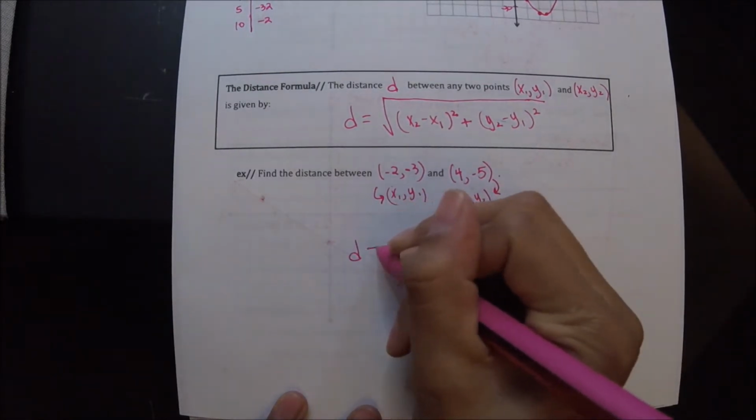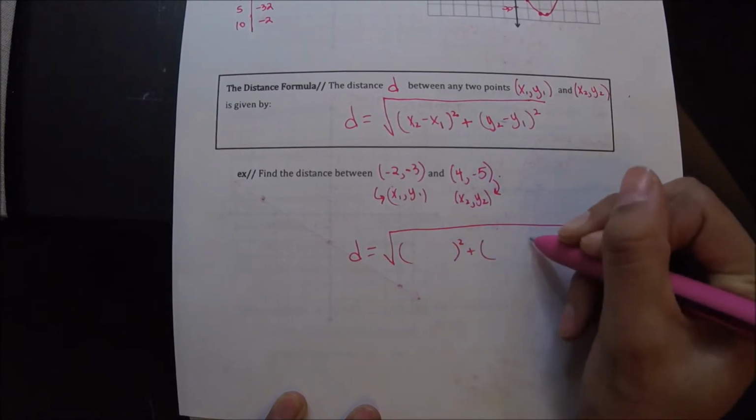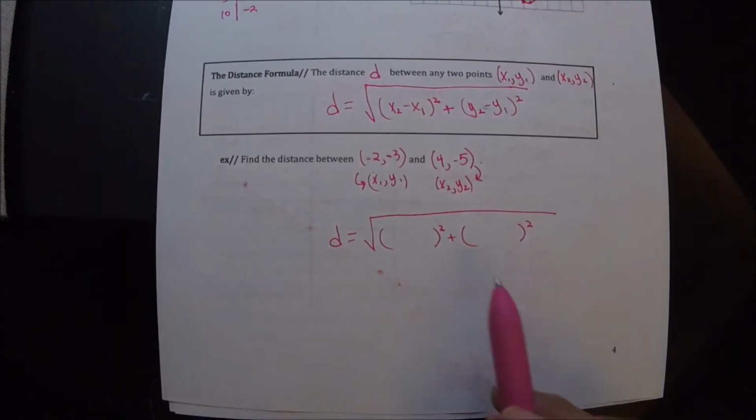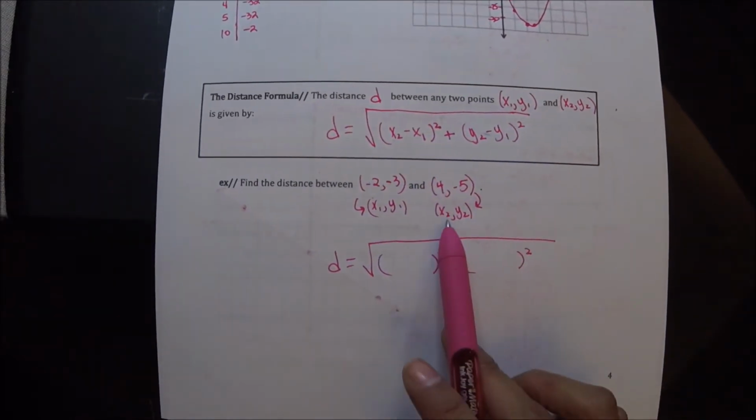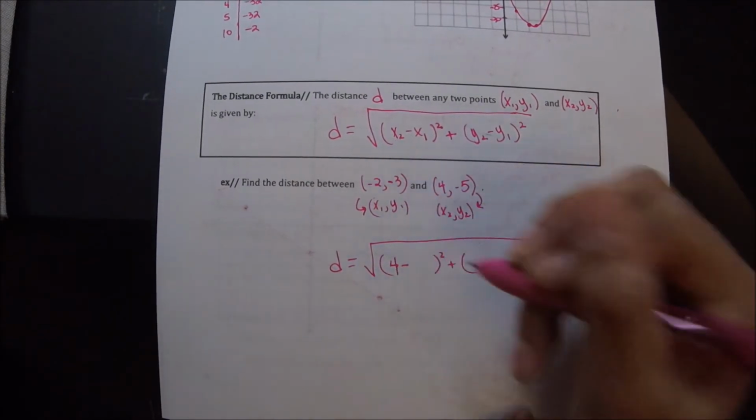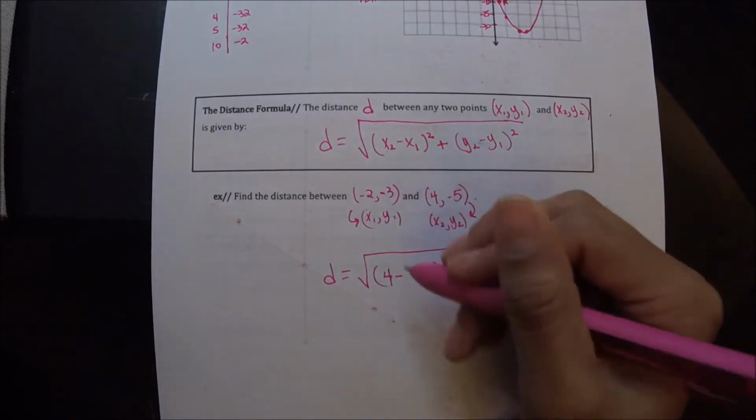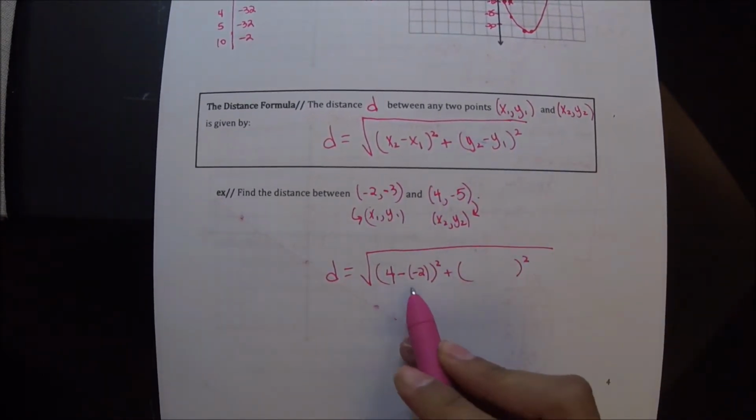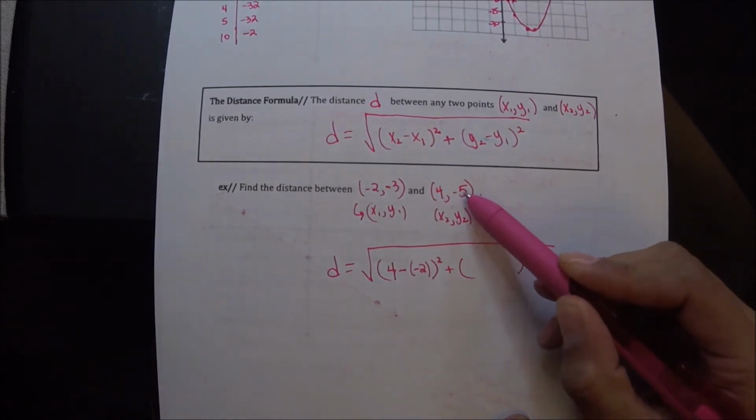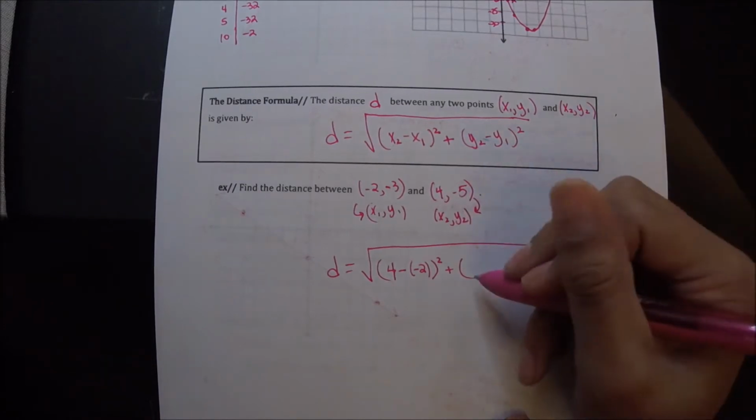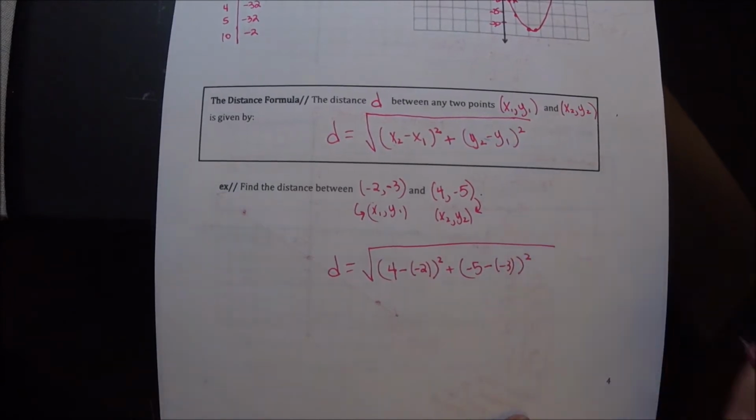And so then if we want to find the distance, we put square root, parentheses squared plus parentheses squared. So what the formula says is do x2 minus x1. So x2 is 4 minus, and then x1 is -2. So we have to put minus a -2 in there. Okay, so we have minus a negative. And then we do the same thing for the y's. We have to do y2, which is -5, minus y1, which is -3. So we have minus -3.